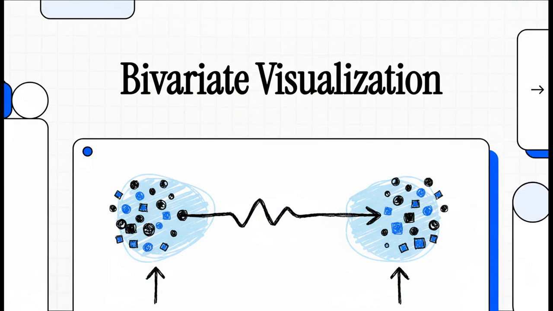Today we're going to talk about something super fundamental, how to find the hidden stories in your data just by looking at two things at once. It's a skill every data person needs, and we're going to break it down.